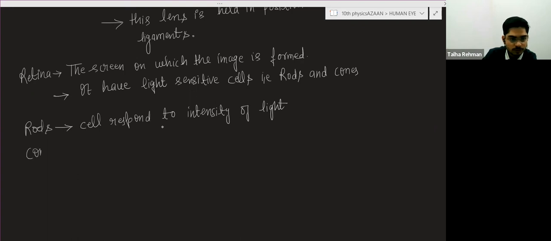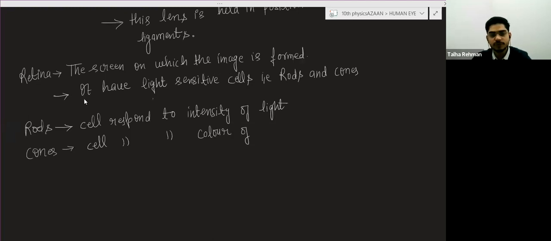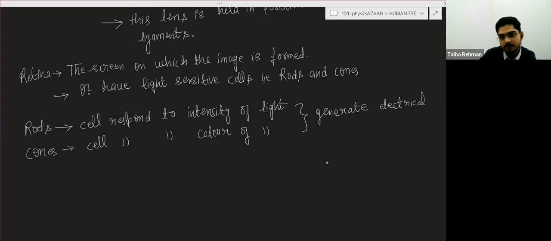What is cone? This is a cell that responds to the color of light. So we are able to see color due to these cones. And what they do, they generate electrical signals.